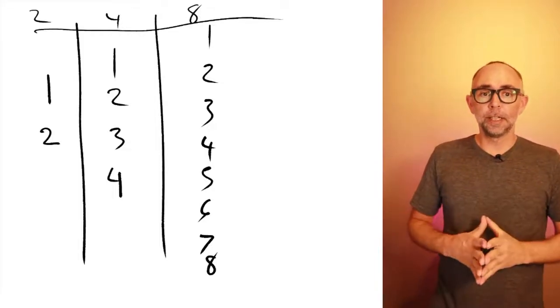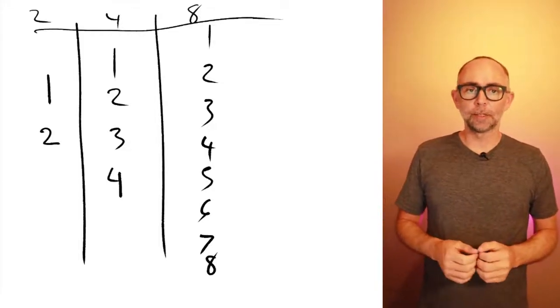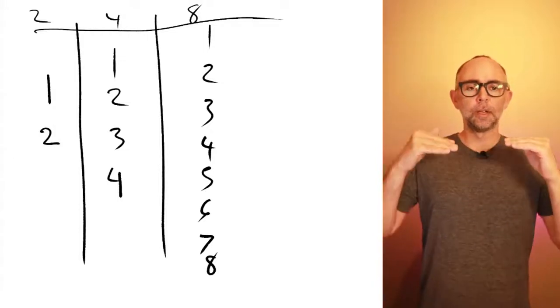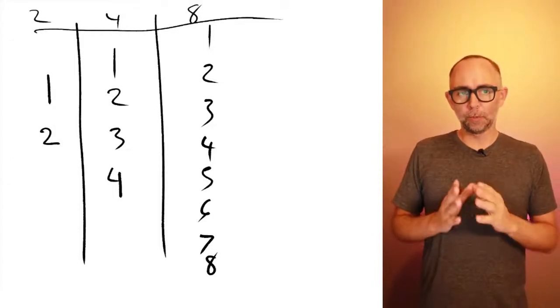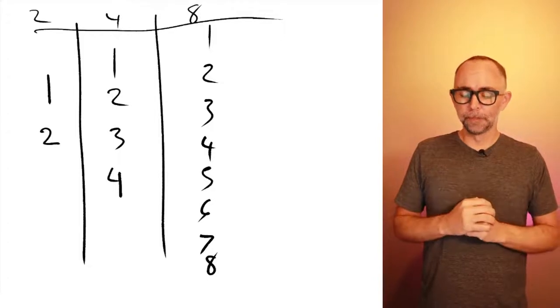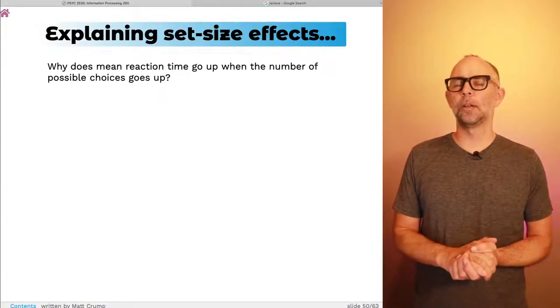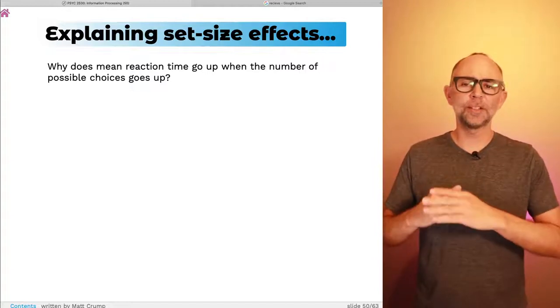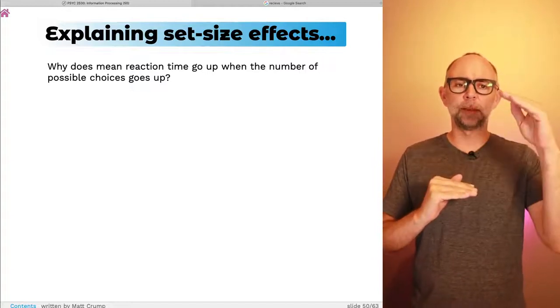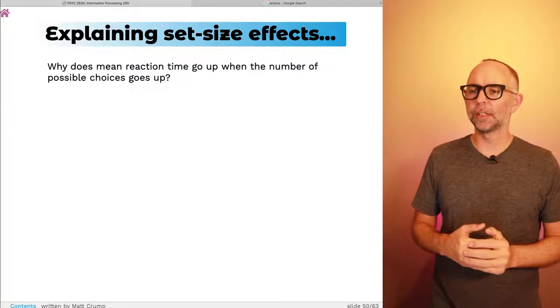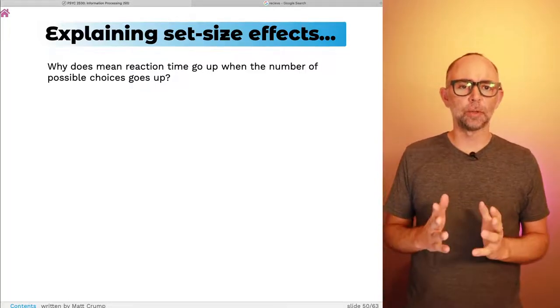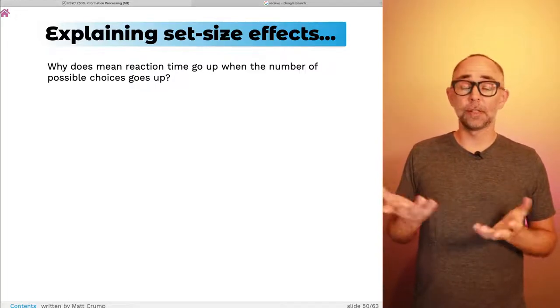And the finding is that reaction times get longer as we increase the number of alternatives. So the big question was, why does that happen? Why does your reaction time go up and up as you increase the number of possible choices? This requires an explanation.